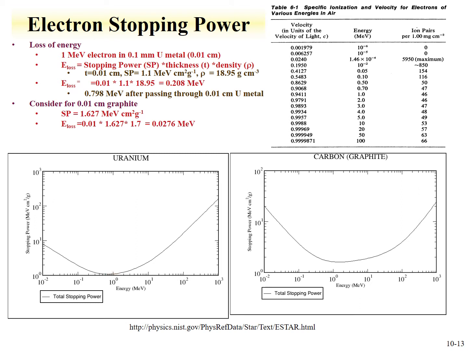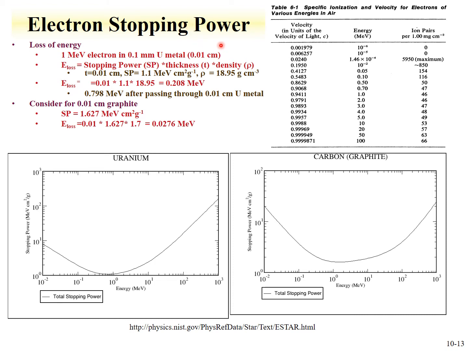So if we have, we understand what the thickness is, the density. The thickness is 0.01 centimeter, the density is close to 19 grams per cubic centimeter, and the stopping power for a 1 MeV electron in uranium is listed here as 1.1 MeV centimeter squared per gram. So we plug this into the equation. The energy loss is equal to 0.01 times 1.1 times 18.95, and that's equal to 0.208 MeV. So that's how much energy loss you have.